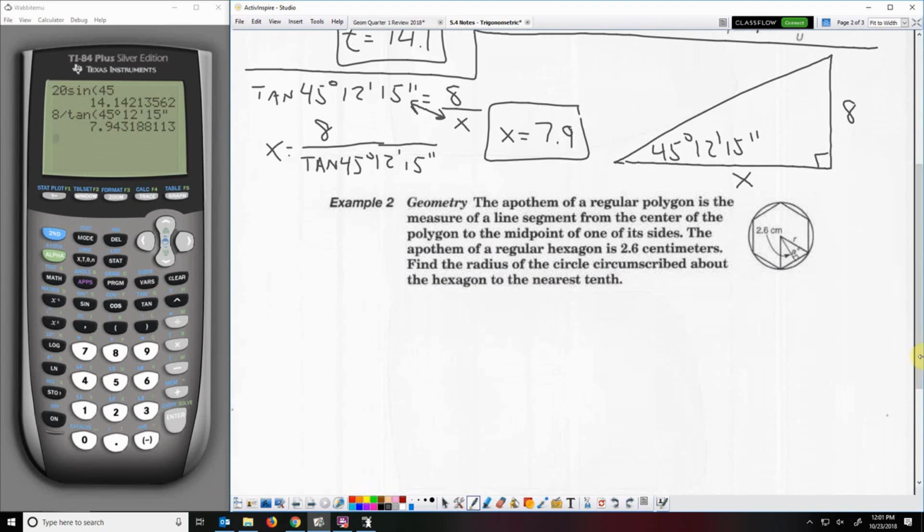Okay, find the apothem. The apothem is the measure of a line segment from the center of the polygon to the midpoint of one of its sides. Okay, so the apothem here is that segment. The apothem of a regular hexagon, in this particular one, is 2.6 centimeters. Find the radius of the circle circumscribed about the hexagon to the nearest tenth. So I want to find that length right there.